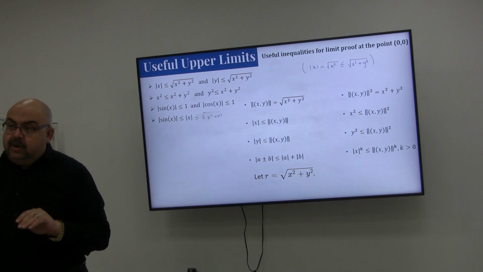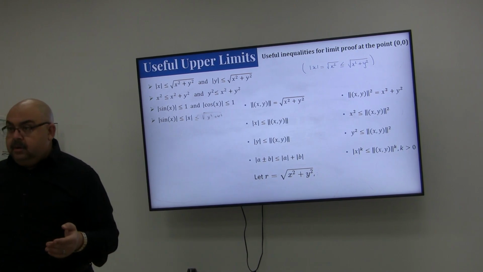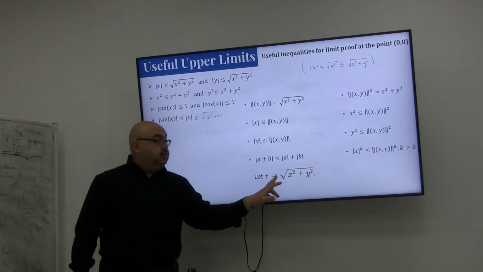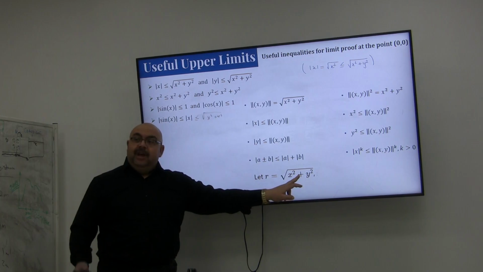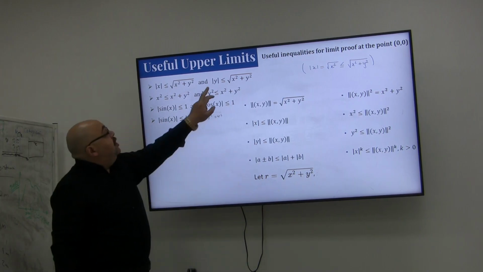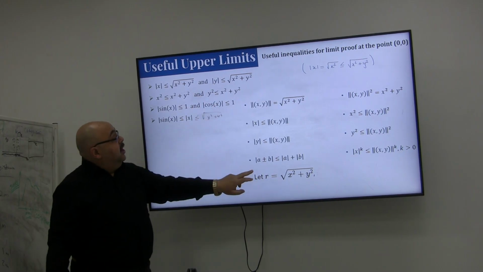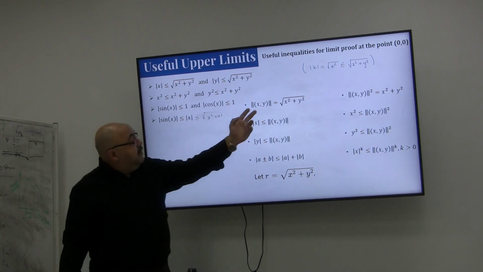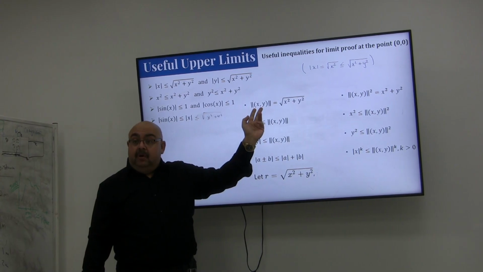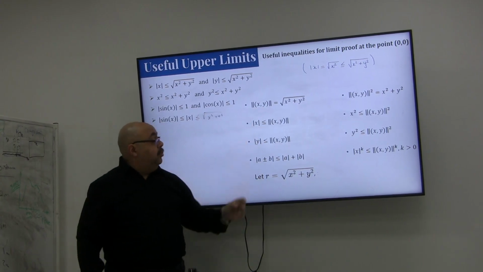x squared plus y squared is going to be changed to r squared. Okay? So I'm using this relation: r equals the root of x squared plus y squared. That means r is equal to the norm of x and y. Are you with me? So r is equal to the norm.